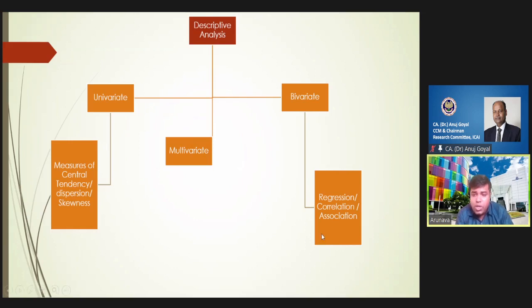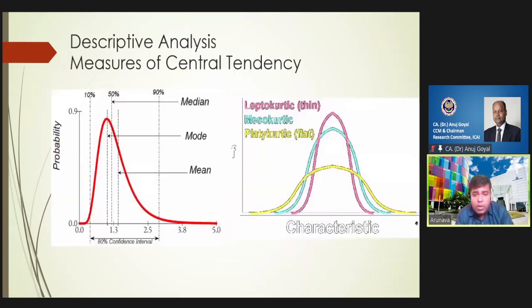And there is association, right? Why we have written correlation and association separately, I will explain that. So association between two variables is also a very important question to be answered, right? And then multivariate is multiple regression.